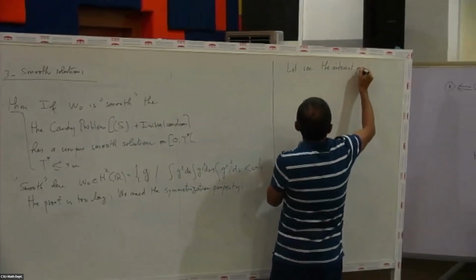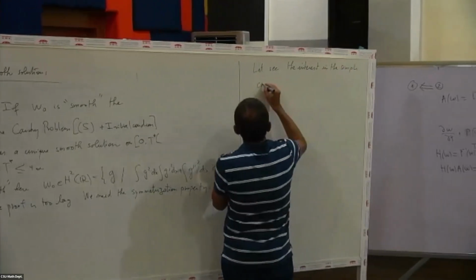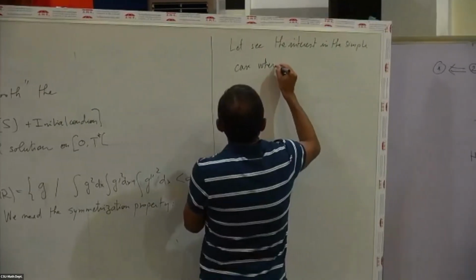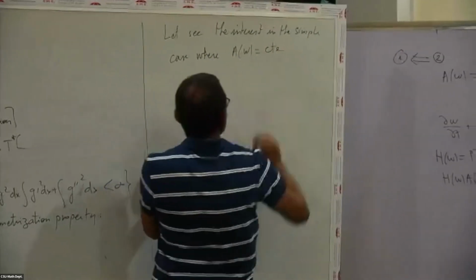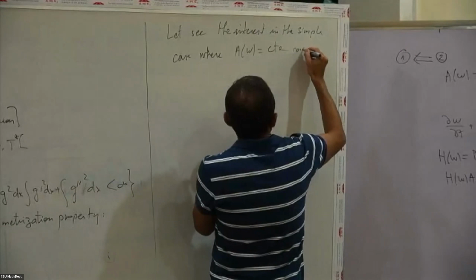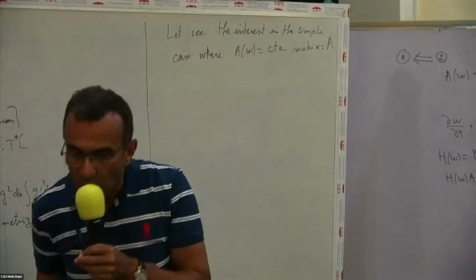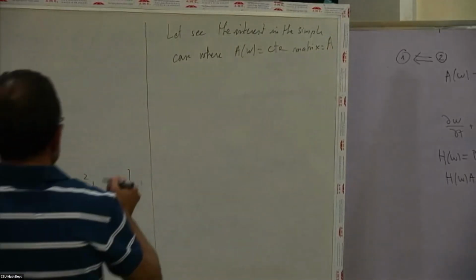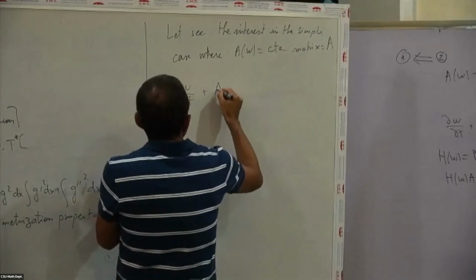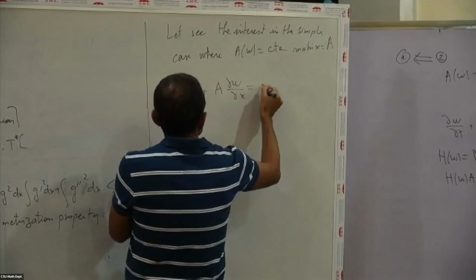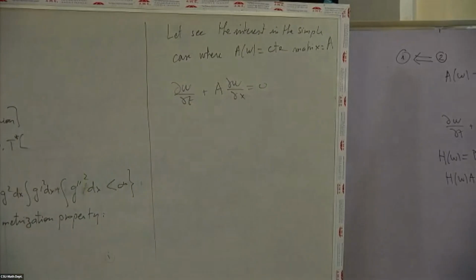In the simple case where A(W) is some constant matrix that doesn't depend on W, you have your system W_t plus A W_x equals 0. So we are in the linear case, and we'll see what the solution is. In this case it's really easy, and A is constant.